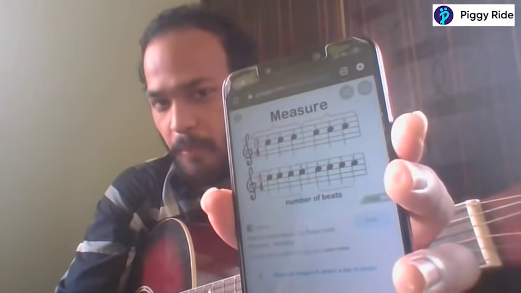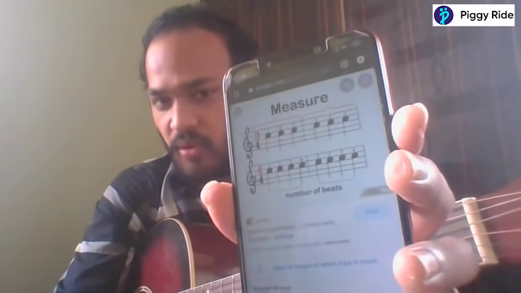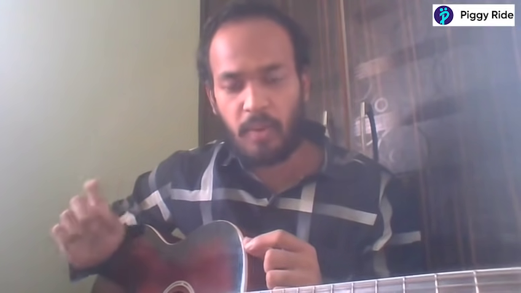In 4 by 4, the upper 4 is the number of beats you play, and the lower 4 is the quarter note. How do I explain a quarter note? For example, consider a quarter note as a second. If you're playing a note for a second, it's called a quarter note. If you're playing using fractions of a second, that's called an eighth note. And if you're playing for a second, just one beat, that means it's a quarter note. So 3 by 4 means it's going to be like this.